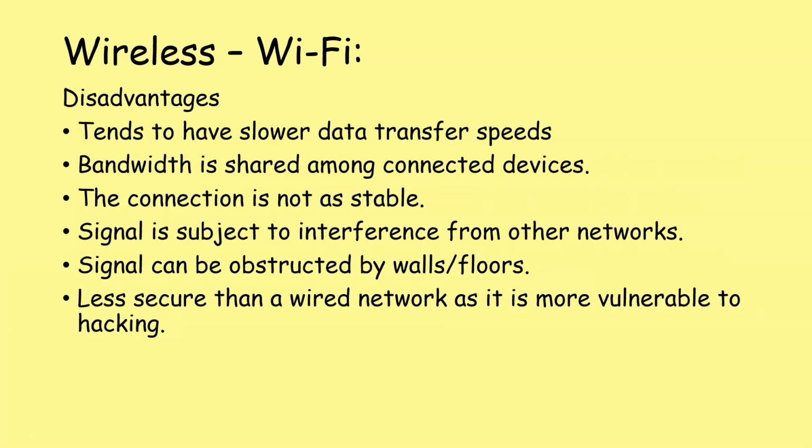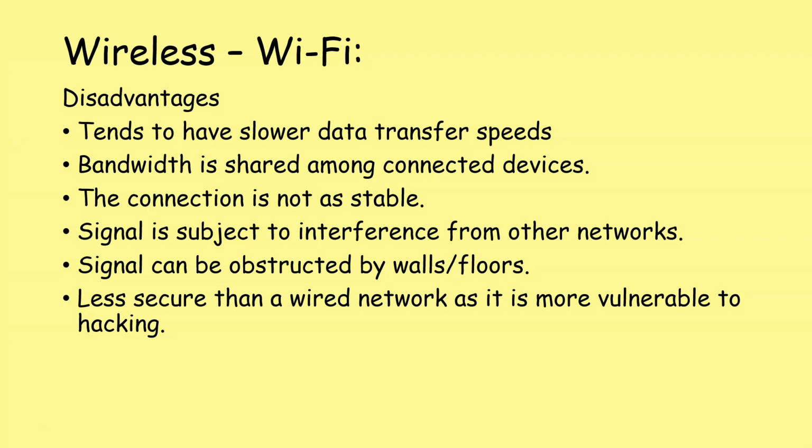Disadvantage: Wi-Fi tends to have slower data transfer speeds. Although modern wireless access points and wireless routers advertise very, very fast speeds, it's generally not as reliable as cabled, so you don't tend to get that full amount of speed in real life. Obviously, bandwidth is shared among connected devices. If you have lots of users at any one time, the bandwidth is less for everyone.